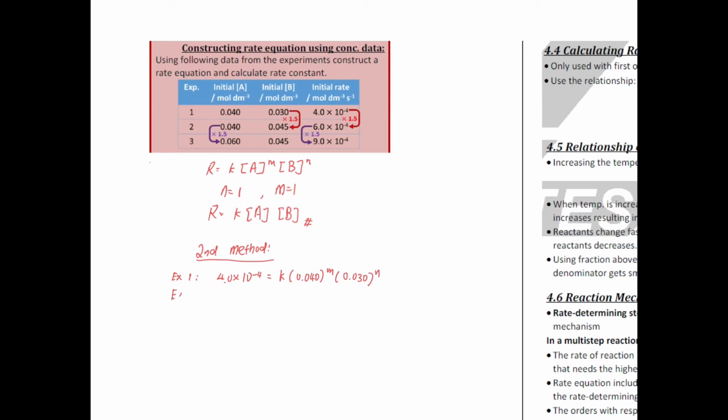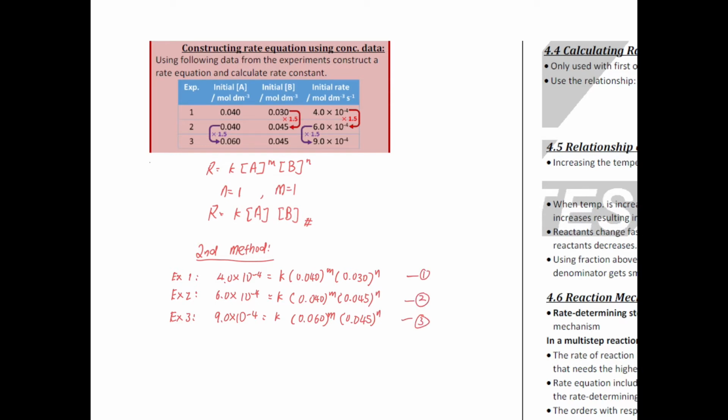So experiment 2, the initial rate is 6.0 times 10 to the power of negative 4. K is unknown. A is 0.040 power m, 0.045 power n. Experiment 3, the rate is 9.0 times 10 to the power of negative 4. Okay, 0.060 power m, 0.045 power n. So we have equation 1, 2, and 3.